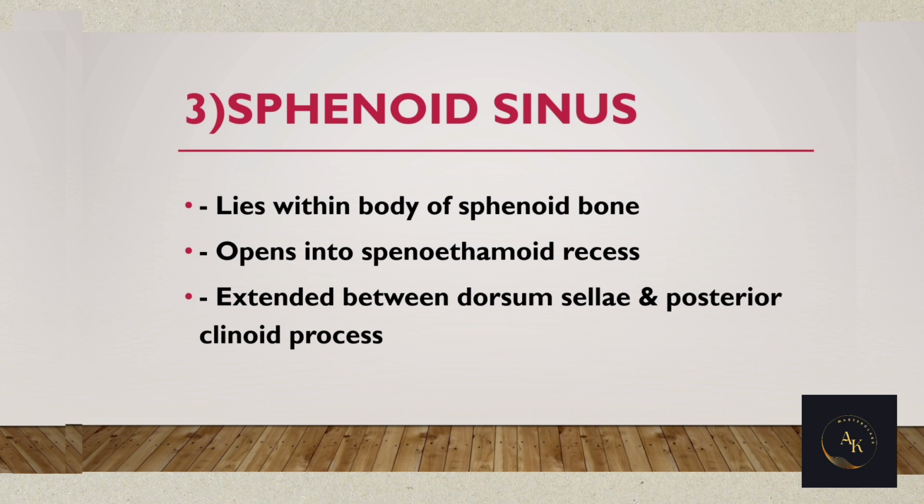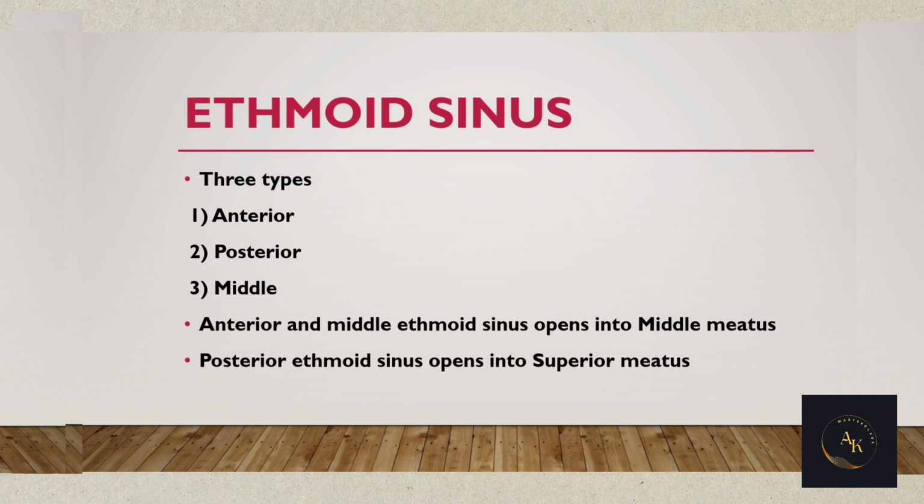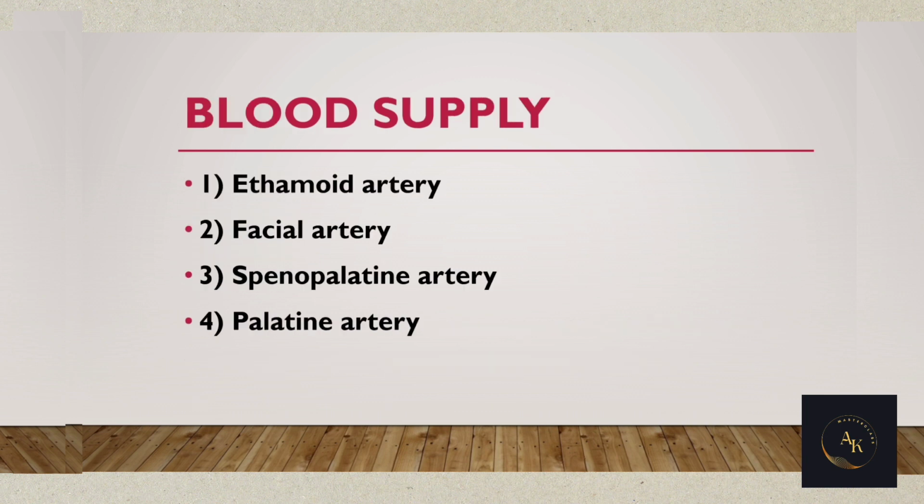Sphenoid sinus. It lies within body of sphenoid bone. Sphenoid sinus opens into sphenoethmoid recess. It is extended between dorsum sellae and posterior clinoid process. Ethmoid sinus. There are three types of ethmoid sinuses: anterior, posterior, and middle. Anterior and middle ethmoid sinus opens into middle meatus. Posterior ethmoid sinus opens into superior meatus.